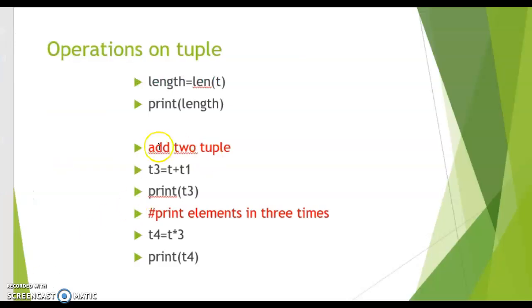Next one is adding or concatenating two tuples. So suppose my tuple t3 is a variable, and tuple t is one tuple and t1 is another tuple. If I want to add or concatenate these two tuples, you just give the plus mark between them. So let me execute on my Jupyter.